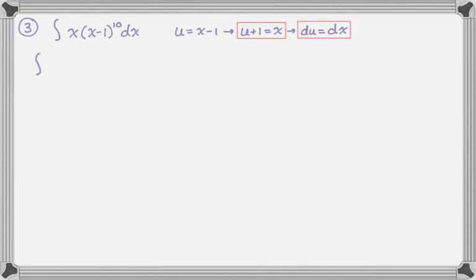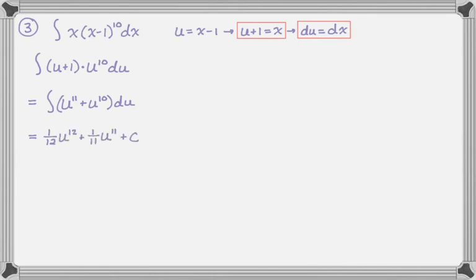So we're going to make our substitution. So x is the quantity u plus 1. X minus 1 is u, so this becomes u to the 10th. And then dx is just du. All right, I'm going to expand. So we get u to the 11th plus u to the 10th du. Reverse the power rule. So we have 1/12 u to the 12th, 1/11 u to the 11th, plus c. And then I can just let u equal x minus 1.